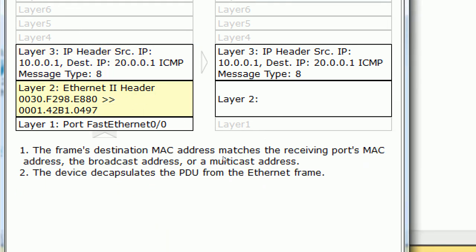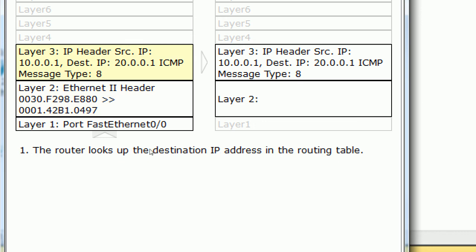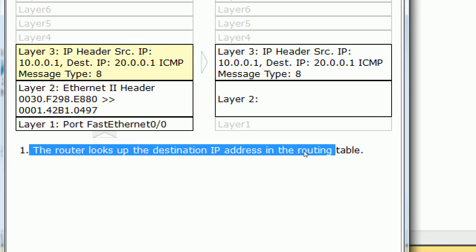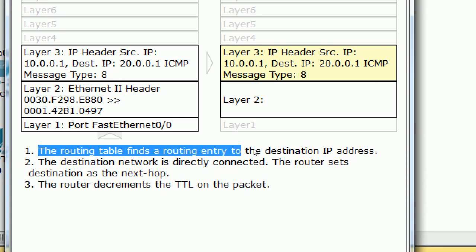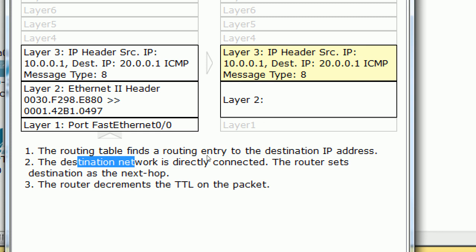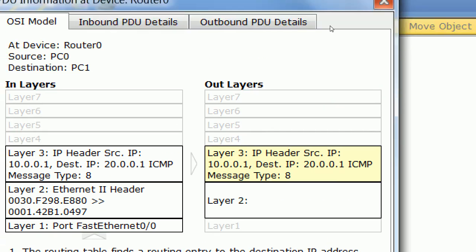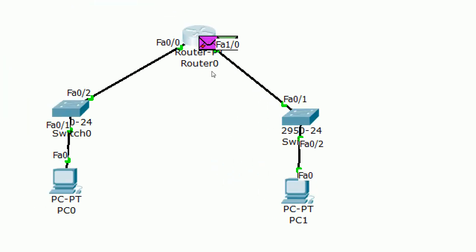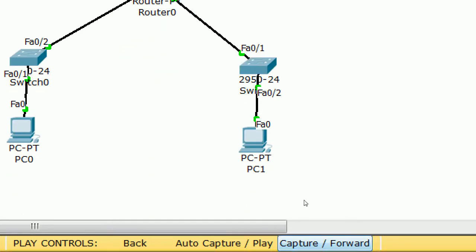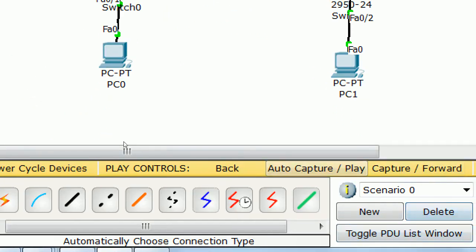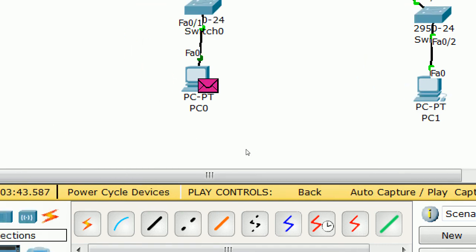See, the frame destination MAC address matches the receiving port MAC address. After that, the router looks up the destination in the routing table. After that, the router finds the entry in the routing table. Fine. The destination network is directly connected. Fine. Any problem? Now you can see here router is again generating ARP. Source IP is, destination is 1. Any problem? ARP is received by computer. Computer will reply. Forward.